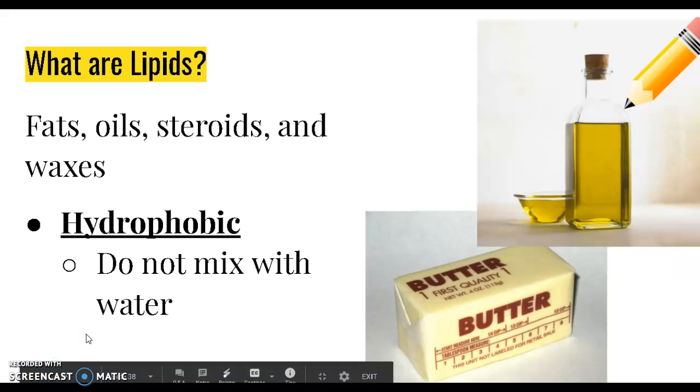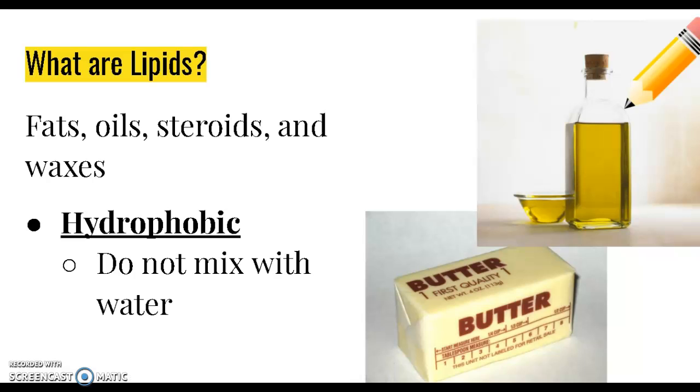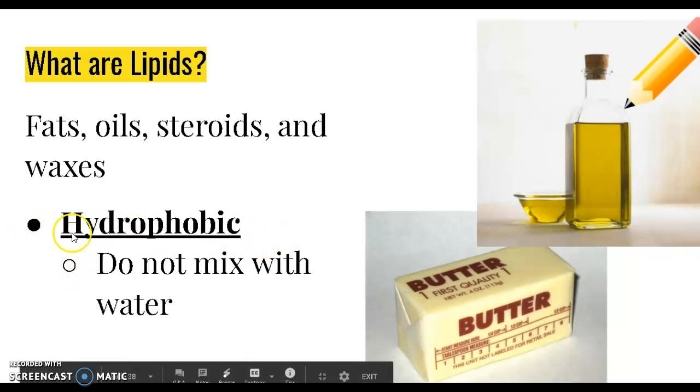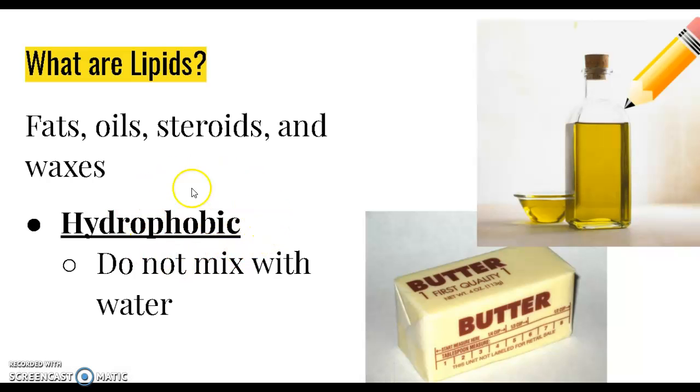Next, we have lipids. Lipids are fats, oils, steroids, and waxes. Now, what lipids all have in common is that they do not mix well with water. They are said to be hydrophobic. Phobic, like a phobia, means fear, and hydro means water, so they have a fear of water. If you ever tried to mix water and oil together, you know that it doesn't work very well. That is because the oil is a hydrophobic lipid.